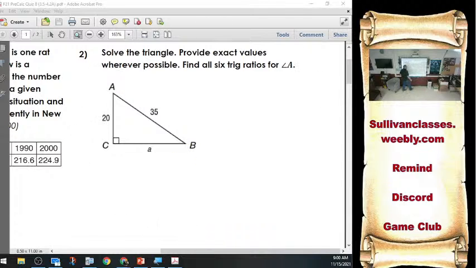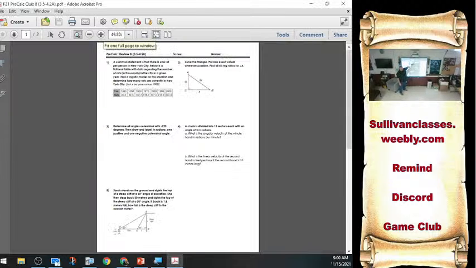So maybe some notes to write to yourself. A, make sure you have simplified radicals, simplified fractions. Rationalize your radicals. Don't leave a square root on the denominator. Make sure that you're in degrees when you start pressing buttons. Just be careful. Maybe label it opposite, adjacent, hypotenuse when you start the problem.